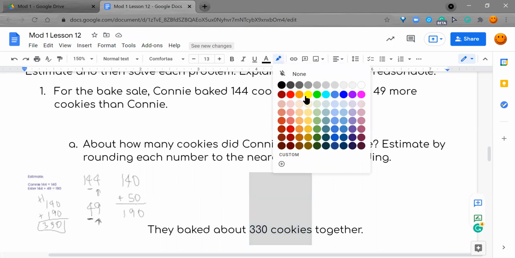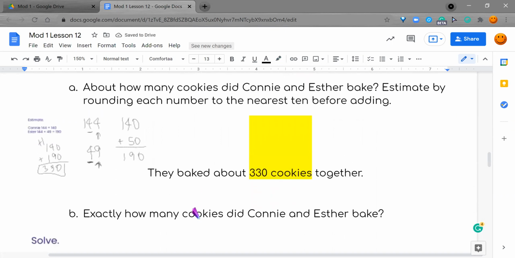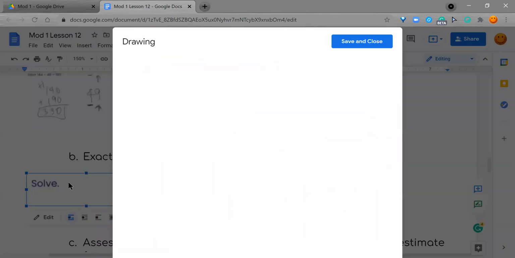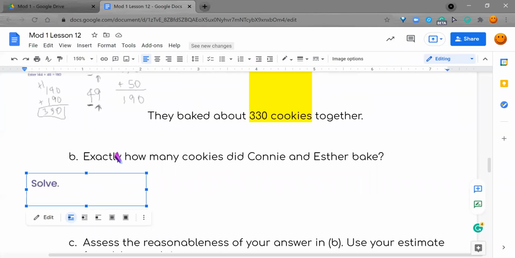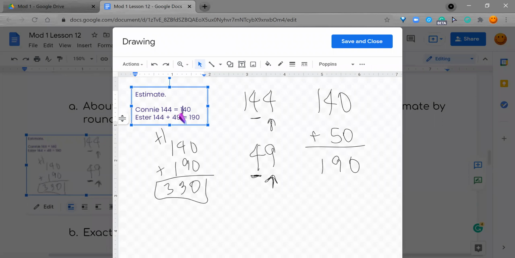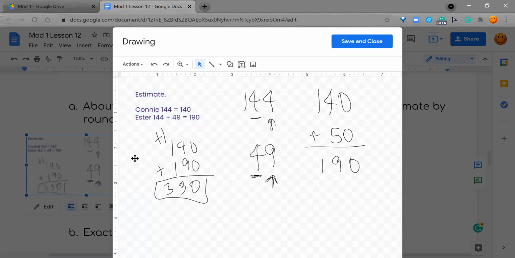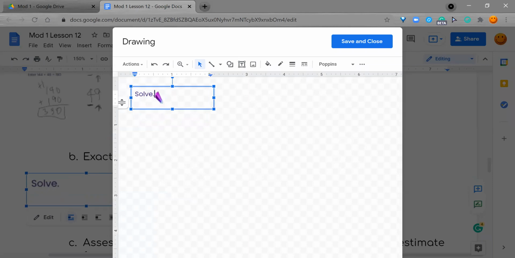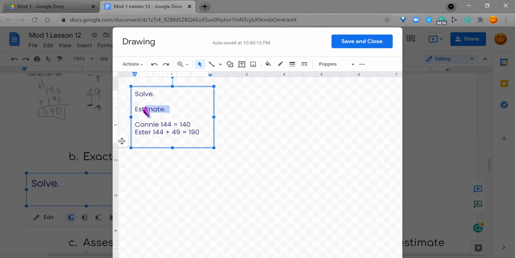Okay, this is how much we got by rounding. I'm just going to quick highlight this so that we remember. This is our number. Now we're going to do it exactly, how many cookies did they bake. So again, I'm going to hit save and close. I'm going to jump up into this one, and I'm going to quick highlight this stuff. I'm going to hit Control C, save and close. And then I'm going to come into this one, because this one we're going to actually solve. And then Control V. And I can erase this estimate because we don't need that.